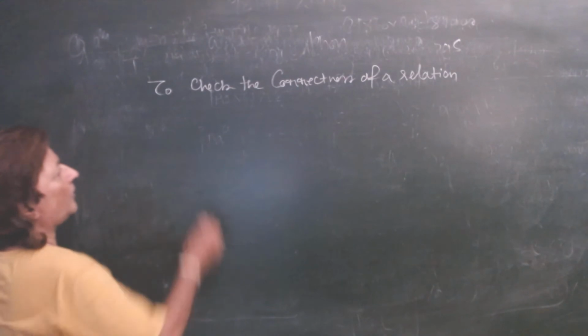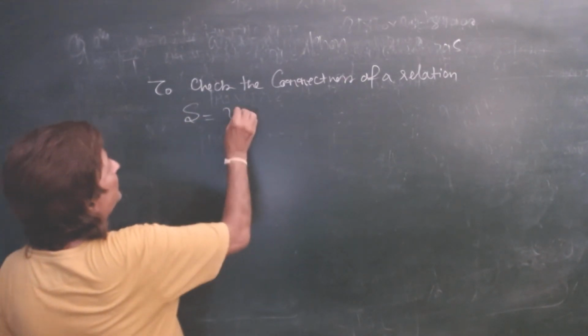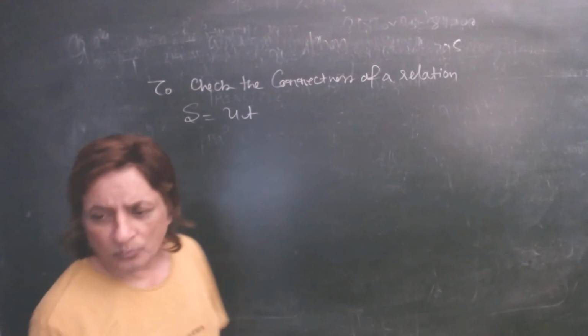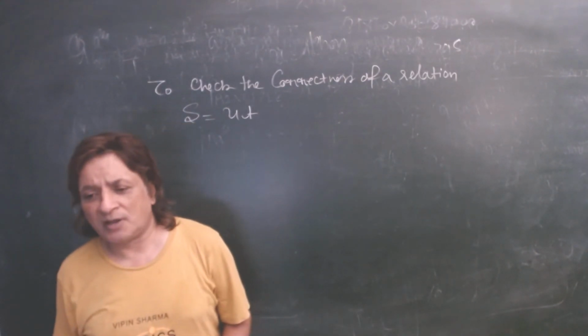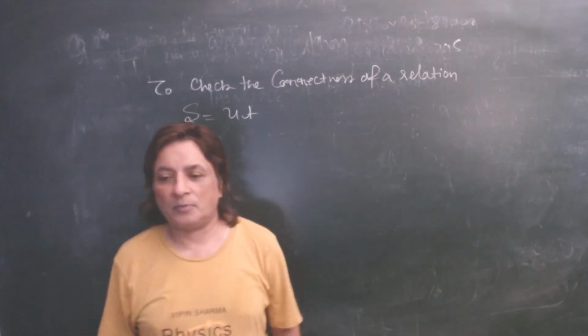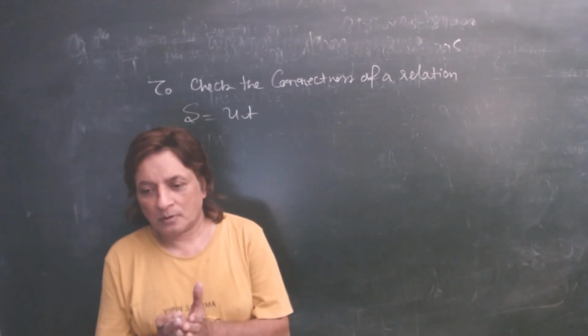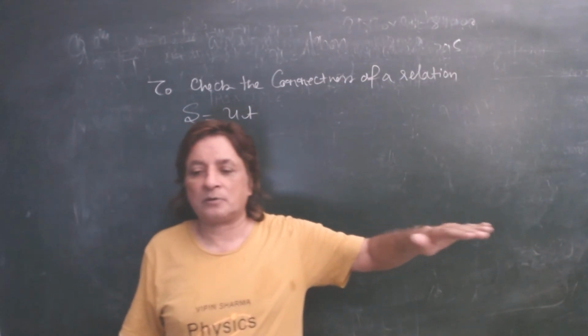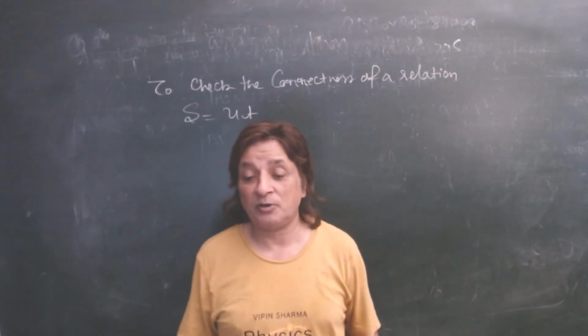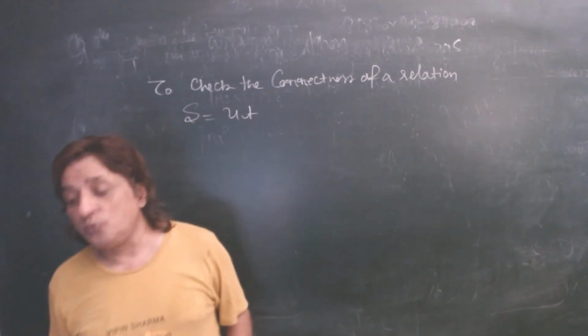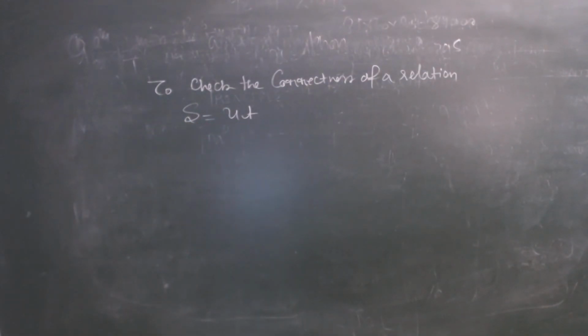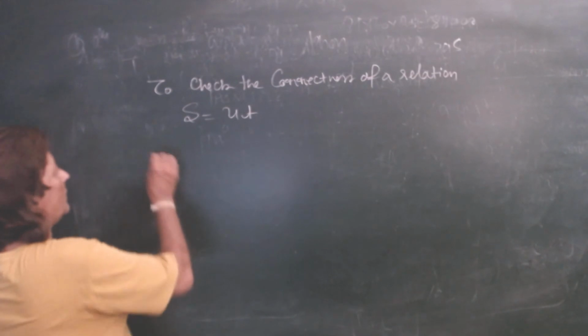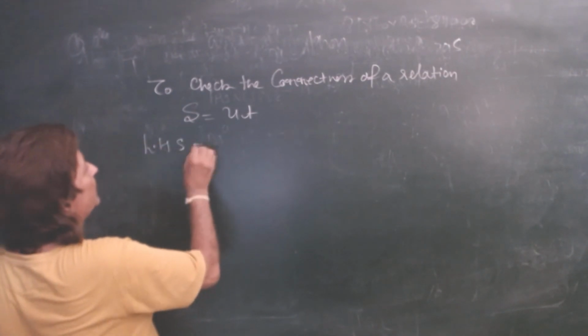Look, suppose we have this relation s is equal to ut. You all know what s is. That is distance, or if in a particular direction and along a straight line, then it is displacement. You'll ask what is u. U is basically the initial velocity, right? And what is t? That is time.